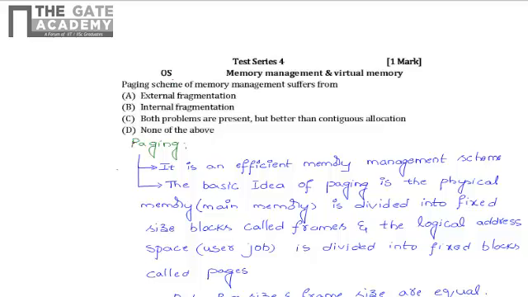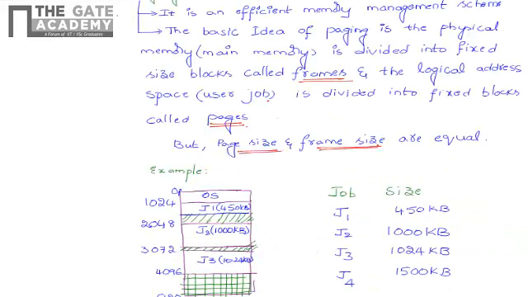Before going to solve this one, we have to know what is meant by paging. Paging is an efficient memory management scheme. The basic idea of paging is that the physical memory, which is nothing but main memory, is divided into fixed size blocks called frames, and the logical address space, which is nothing but the user job, is divided into fixed blocks called pages. But the page size and the frame size are equal at any time.